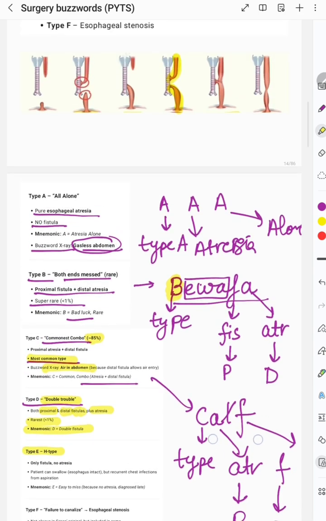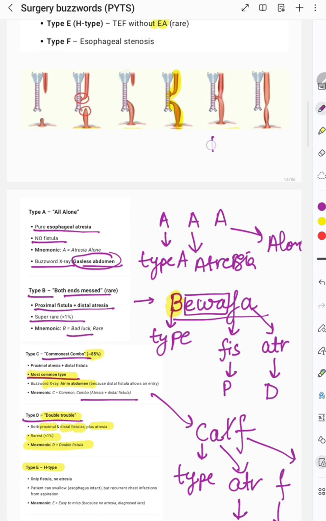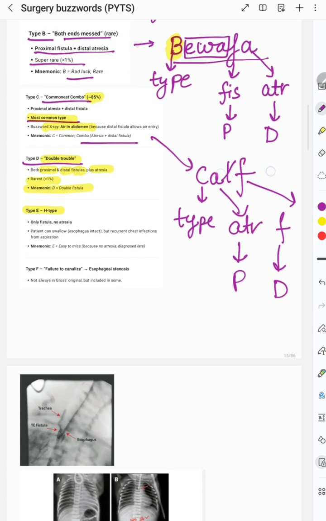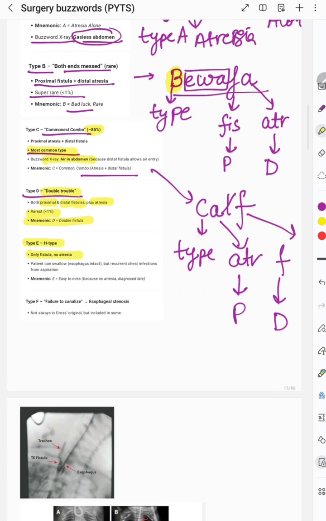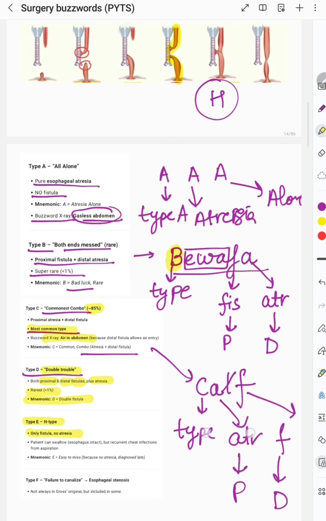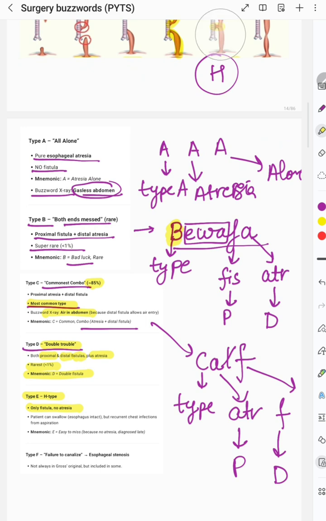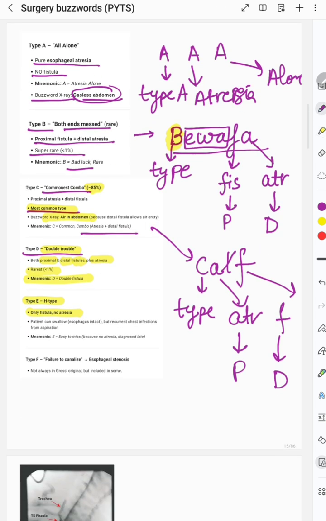And type E we have to remember. This is important. This is also known as type H. This is a little different from the others. Here there will be only fistula, no atresia. This we have to remember: only fistula but no atresia. And why is it called type H? So it looks like this.